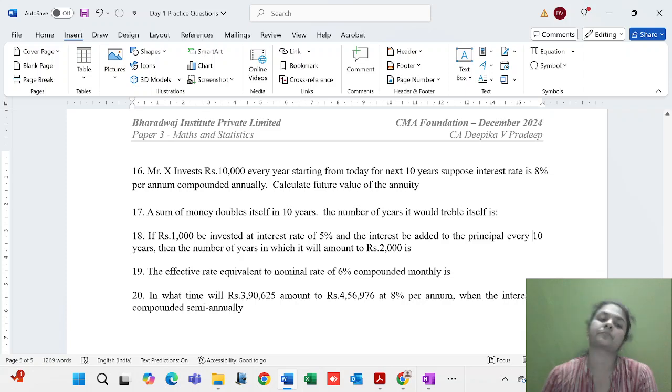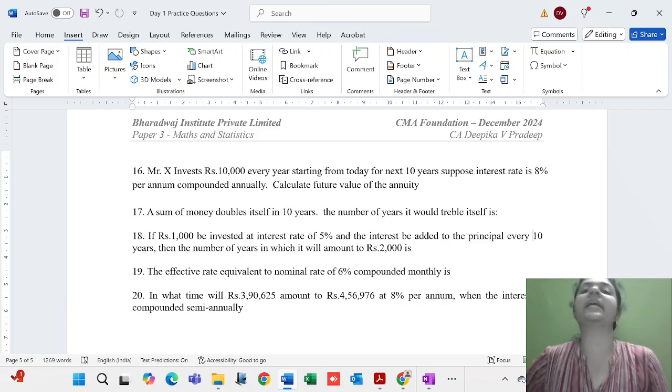Nineteenth, again, effective rate of interest equivalent to nominal rate compounded monthly. So M is equal to 12, because it is monthly. So you can use the effective rate formula. And the last one, in what time will 3,90,625 amount to 4,56,976 at 8% per annum when compounded semi-annually?